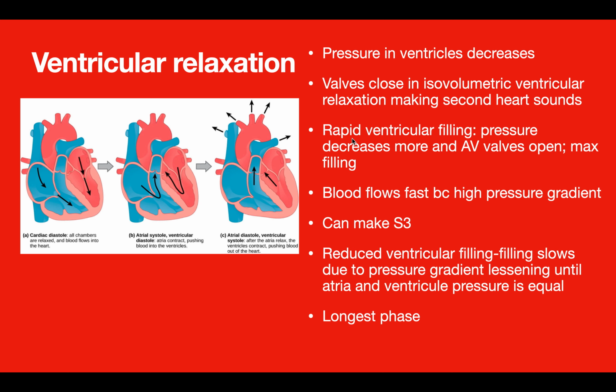So when the pressure decreases to a certain amount, the AV valves will open, and then blood will just fall in, right? But once the pressure rises, and the blood doesn't flow in as quickly, it slows down because of the high pressure gradient. And in some cases, it can make an S3 sound. So S1 is lub, S2 is dub, S3 is going to be like a sploosh.